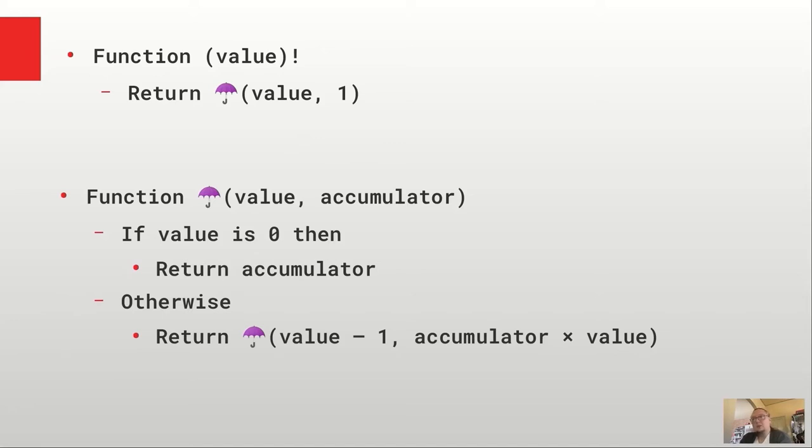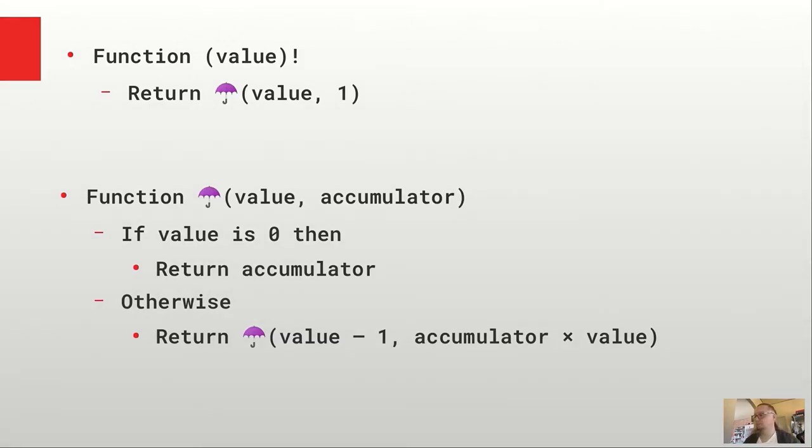If value is 0, it returns the accumulator. So the 0 factorial is our umbrella function called passing 0 and 1. So the umbrella function returns the accumulator, which is 1. Otherwise, the umbrella function returns the umbrella function, passing the predecessor of the value and the accumulator times the value.